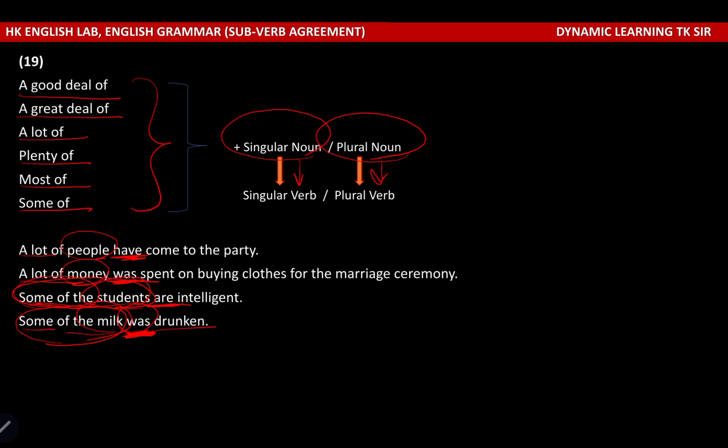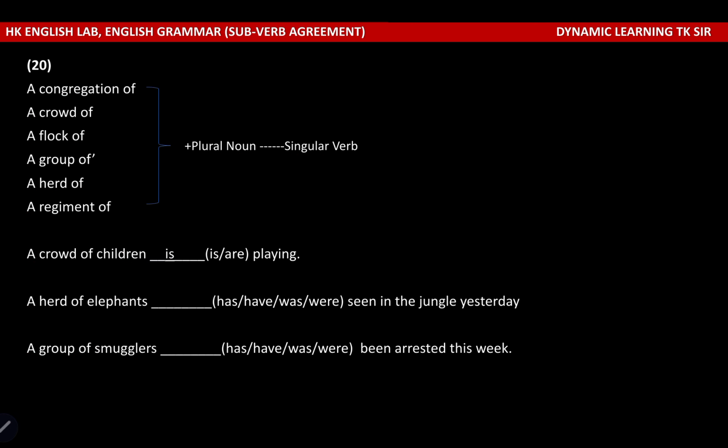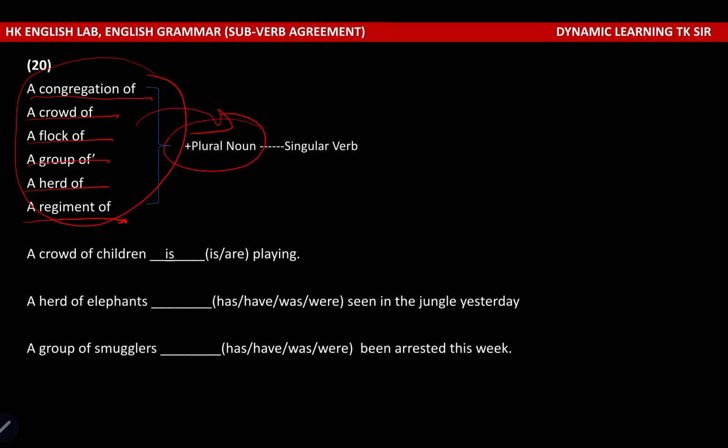Okay, next we'll discuss here: a congregation of, a crowd of, a flock of, a group of, a herd of, a regiment of. These are the partitives which are used to make collective nouns. If you have these partitives, and after that any plural noun, they are still treated as a singular unit and always take the singular verb.